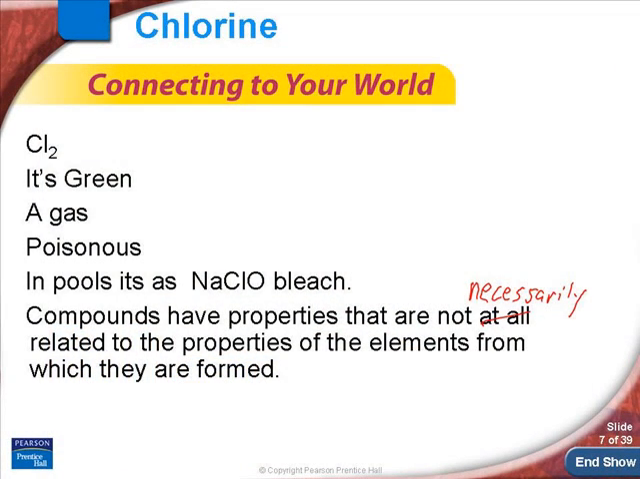While salt is a yummy food, chlorine doesn't look like it's part of salt. It's a green poisonous gas. It's in pools. It turns out that when you form a compound from its elements, the properties of the compound are not necessarily at all related to the properties of the elements from which it's formed. Just because sodium and chlorine have certain characteristics doesn't mean that sodium chloride will have a mixed set of characteristics. That's for mixtures. Compounds have a totally new set of characteristics.